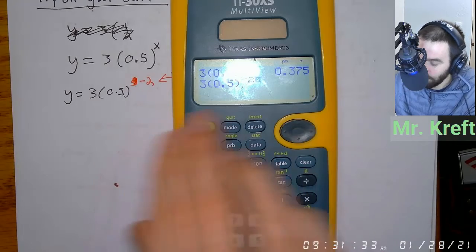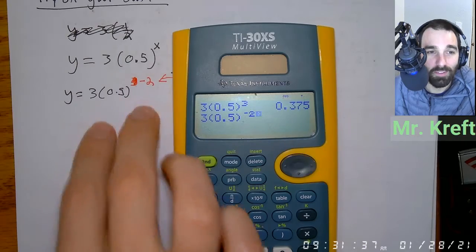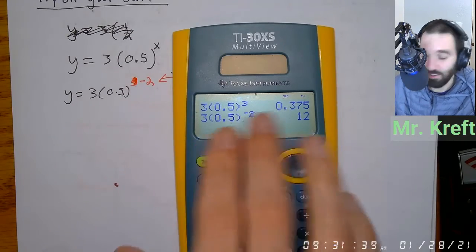So I'm going to do -2. Does that look better, class? What do you guys think? Does that look a lot better? Okay, this looks better. So if I hit enter, I get 12.